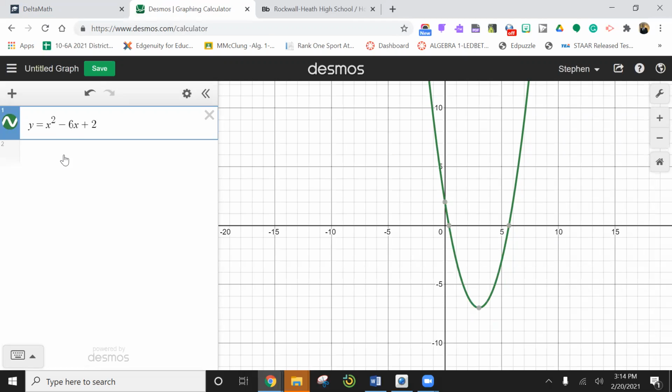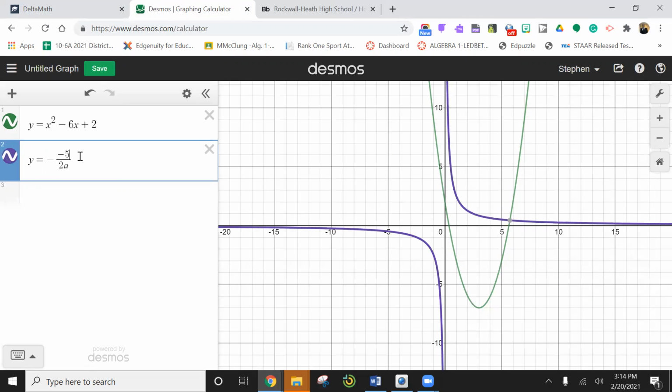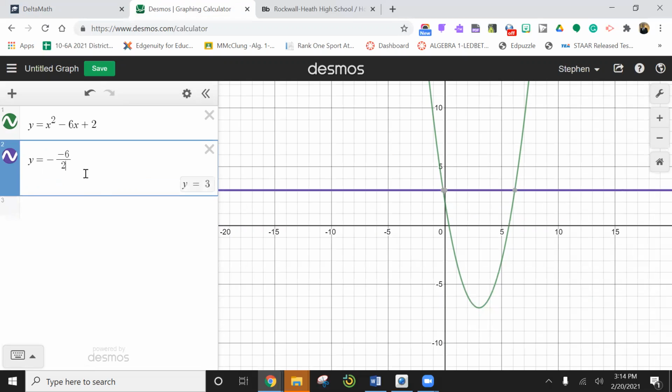I'm just going to write this down: x equals -b divided by 2a. There it is right there. If you put -6 in here, and then A is right here, in front of the x squared, that's 1. So 2 times 1 is 2, and 6 divided by 2, my value is 3.